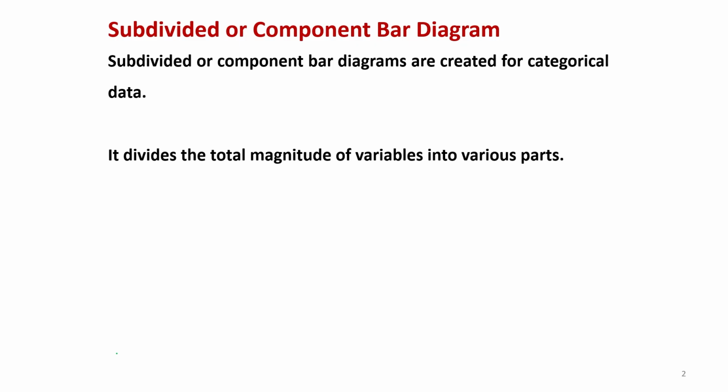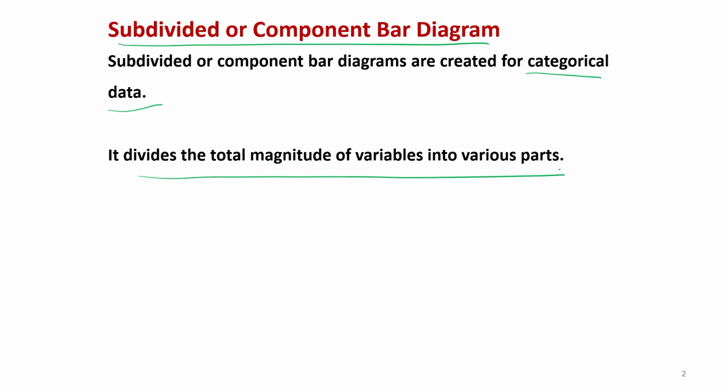First we consider the subdivided or component bar diagram. This is also a bar diagram, and such subdivided or component bar diagrams are created for categorical data or attribute data, and it divides the total magnitude of variables into various parts. If the data has some type of subdivision within the categories, then this type of graphic is more useful in representing the data.